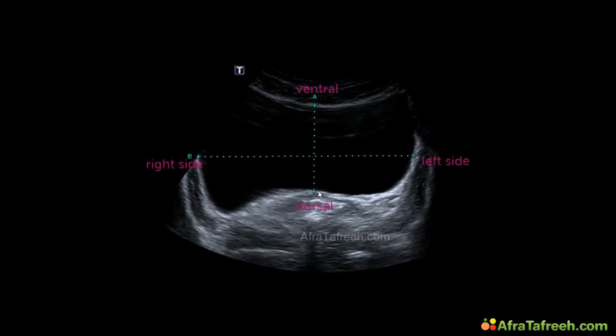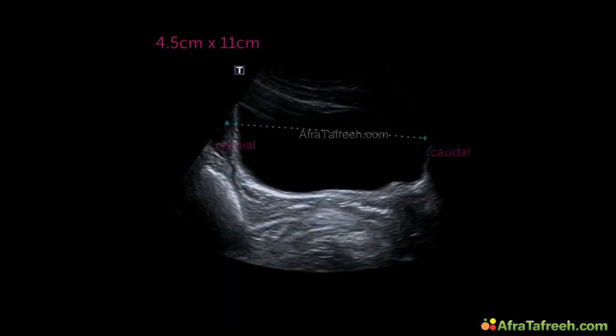We take diameter A, which is 4.5 centimeters, multiplied by diameter B, which is 11 centimeters, and then the sagittal view, which is the diameter C, 9.5 centimeters, and we multiply these 3 diameters, which is 470 milliliters, and this we have to divide by 2, which makes 235 milliliters. This is a normal volume of a filled urinary bladder.